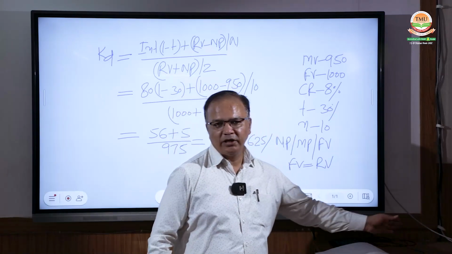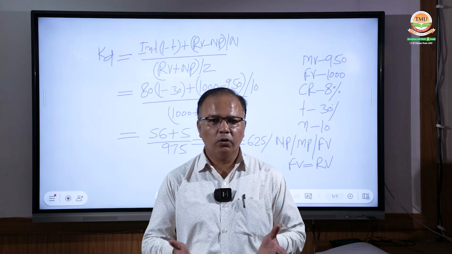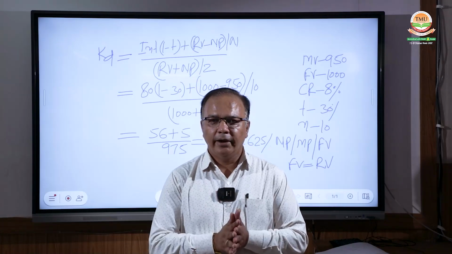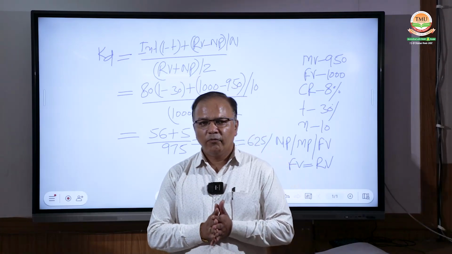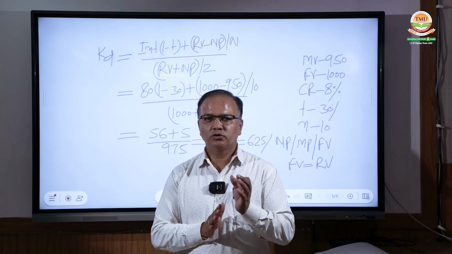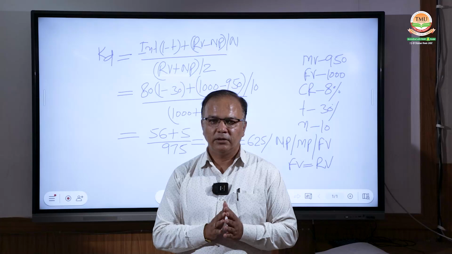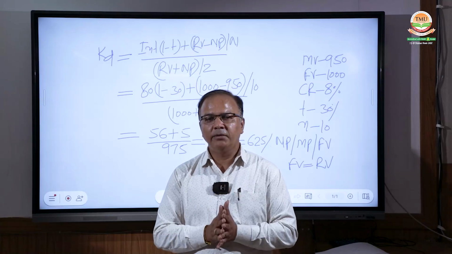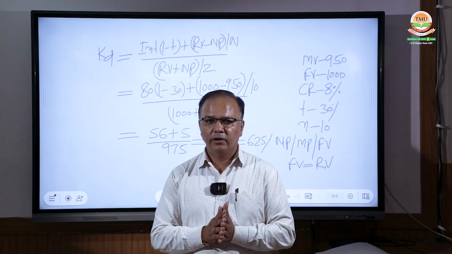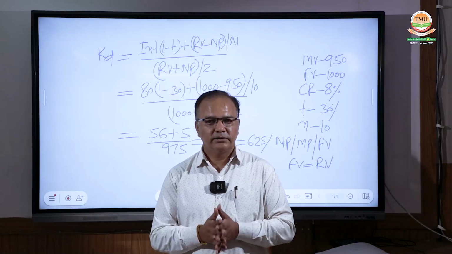So I think today's session is clear to all of you. We have covered two things in today's session: cost of preference share and cost of debenture, irredeemable and redeemable. In the next session we will cover cost of equity and overall cost of capital. Thank you very much.